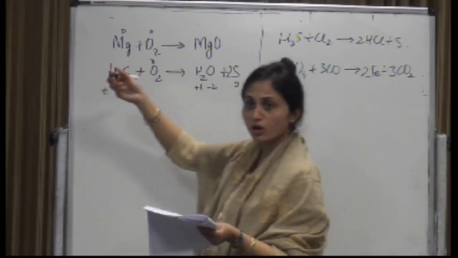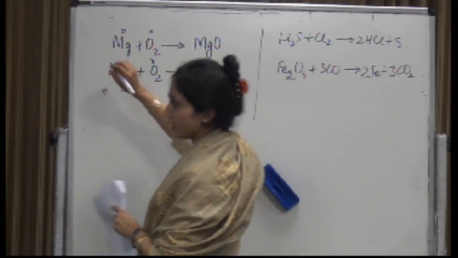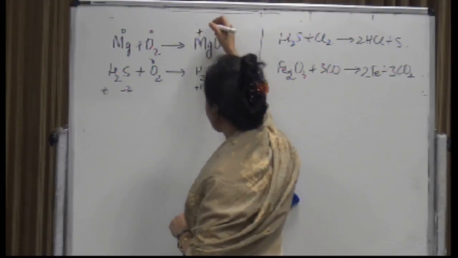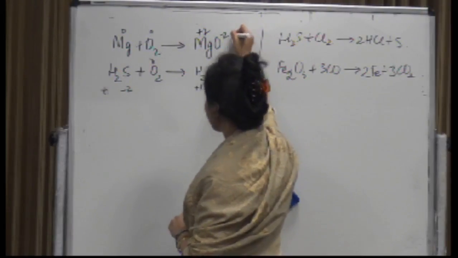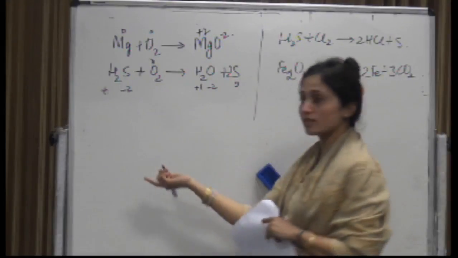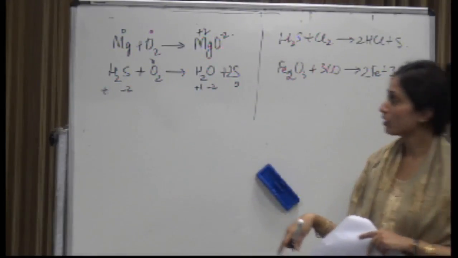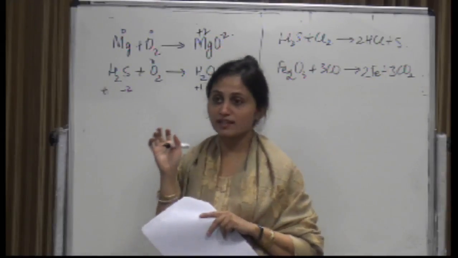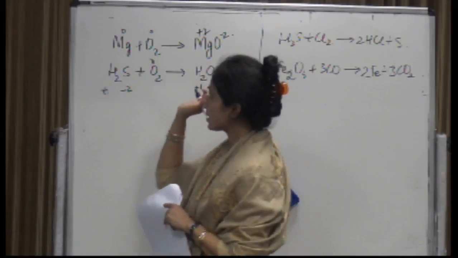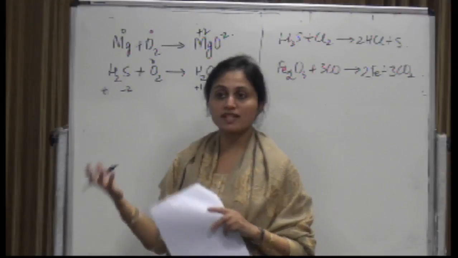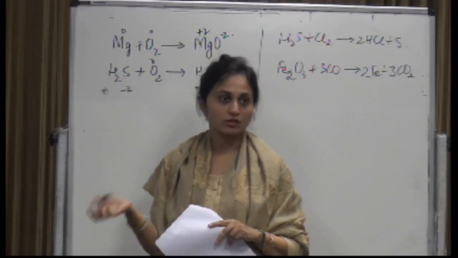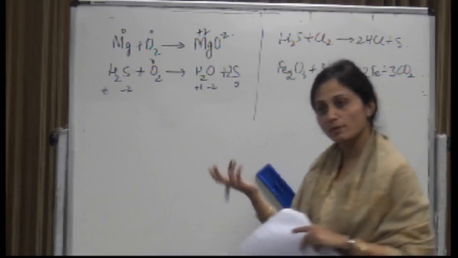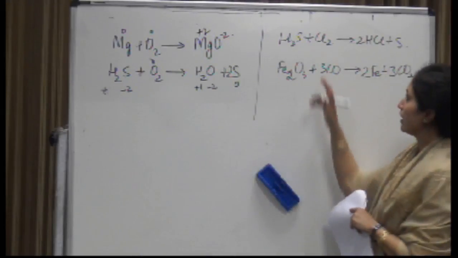If you're doing redox, it means you have to write down the oxidation states. In this case, what is happening? Mg becomes plus 2, oxygen minus 2. So your Mg is getting oxidized and oxygen is getting reduced. Or else when you look at it from your previous simple concept, oxygen is getting added. So what is happening? Oxidation. Oxygen is being added, which means oxidation. So this is which type of reaction? Oxidation reaction.